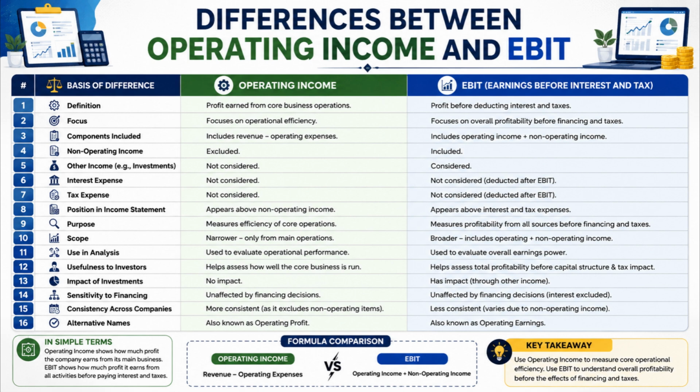To summarize, operating income focuses strictly on profits generated from a company's core business activities, whereas EBIT provides a broader measure of profitability before the effects of financing and taxation. While the two figures are often similar, EBIT may include additional non-operating income that operating income excludes. Therefore, operating income is best for evaluating operational efficiency, while EBIT is useful for assessing overall business profitability.